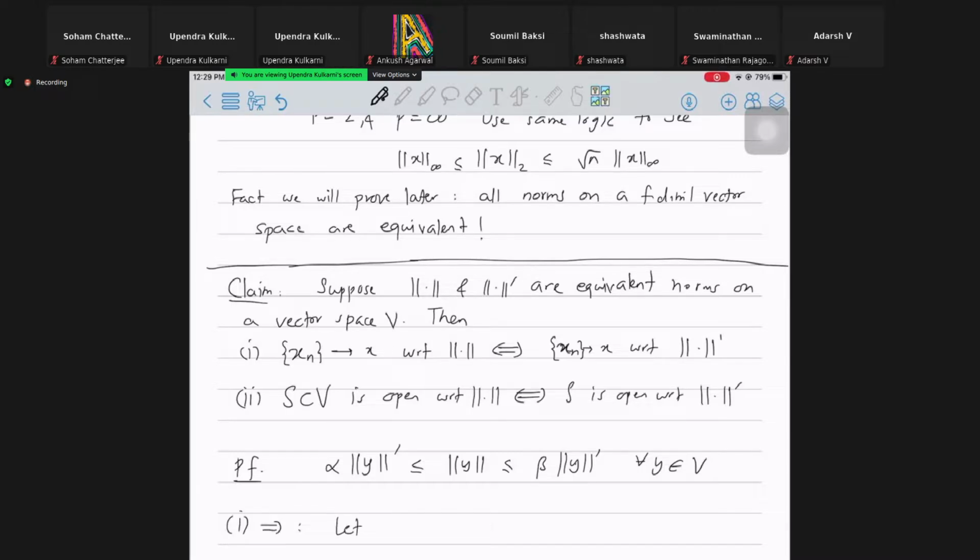Sir, by forward direction, you mean you assume it to converge in one of them and prove it to be converging in the other norm too, right? Exactly. Let's write this down. So suppose I am given that this sequence converges to x with respect to this norm.